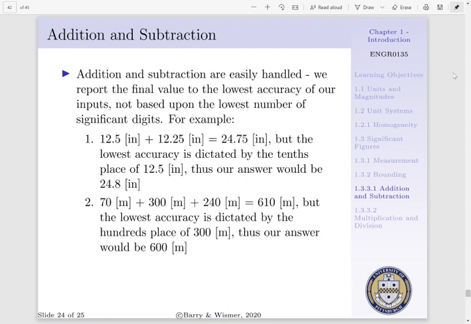Now, to further consider this, let's assume we are adding 70 meters to 300 meters to 240 meters, and we'd have a result of 610 meters. But we see here that our lowest accuracy is dictated by the hundredths place of 300 meters. That is to say, our answer would be reported as 600 meters. That is, we are going to have one significant figure in the hundredths place.